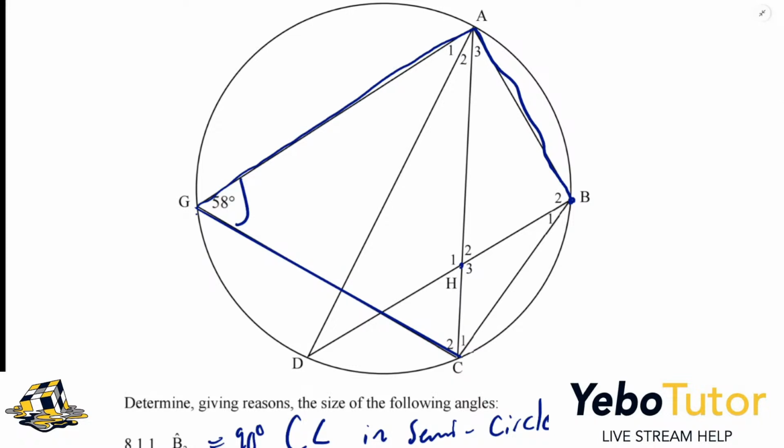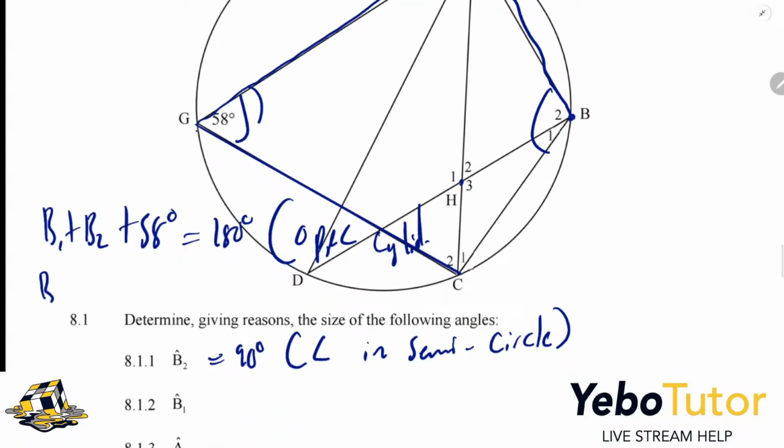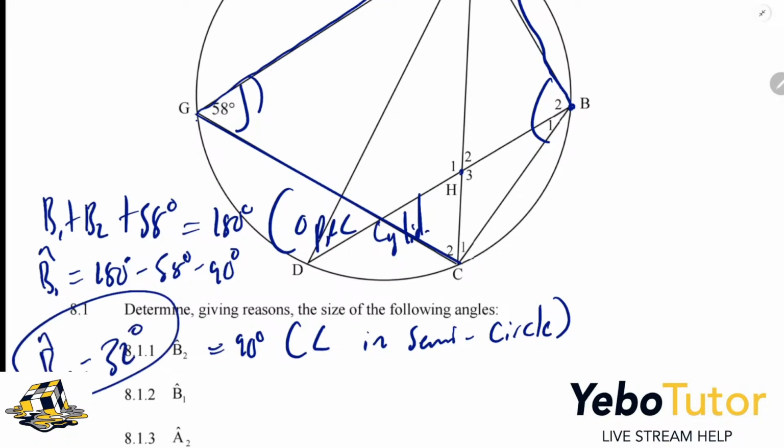Since that's a cyclic quadrilateral, we can now use the opposite angles. So if this angle plus this angle equals 180, then B1 plus B2 plus 58 degrees is equal to 180 degrees. Reason: opposite angles of a cyclic quadrilateral. Then B1, which they want, will be equal to 180 degrees minus 58 degrees minus 90 degrees, which is B2 over there. Then you get B1 equal to 32 degrees. Easy stuff.